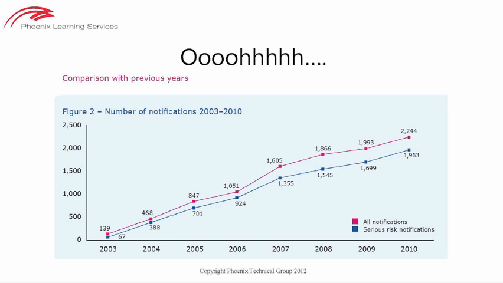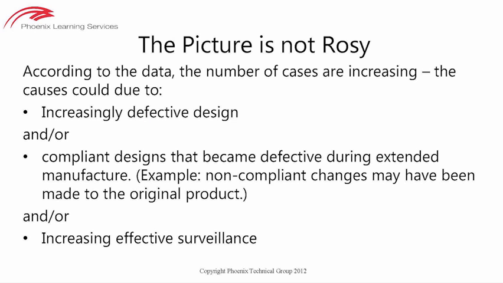I wonder why that is. Do you think it's going to increase or decrease over the next few years? The picture is not rosy. The numbers are increasing. So how is that caused?